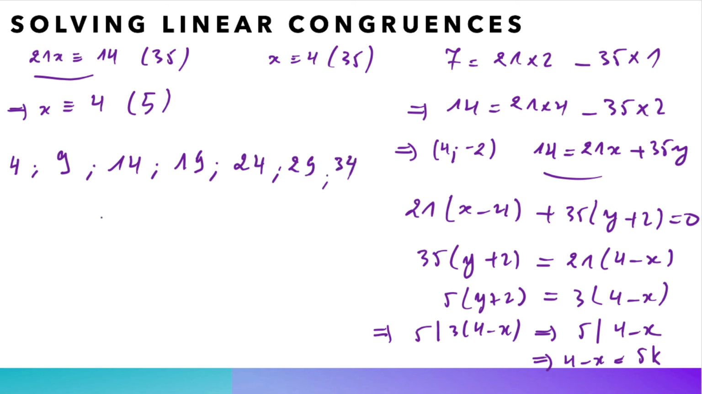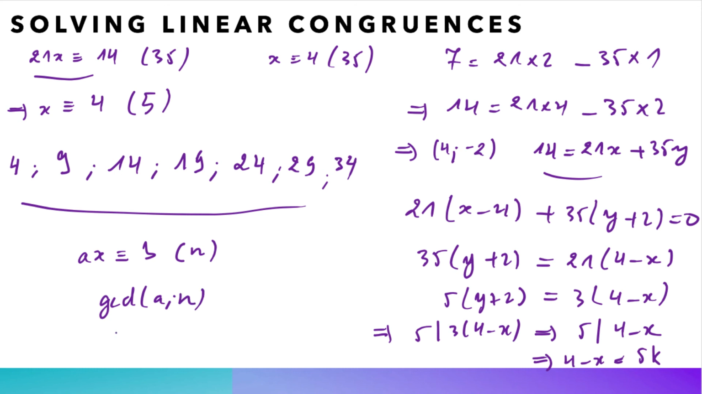and finally 34. We can see here that we have exactly 7 solutions to our equation 21x congruent to 14 modulo 35, and this is because the GCD of 21 and 35 is equal to 7, and more generally, if ax is congruent to b modulo n, then the number of solutions to this, if there does exist a solution, is the GCD of a and n, and I'll leave it to you to see why.